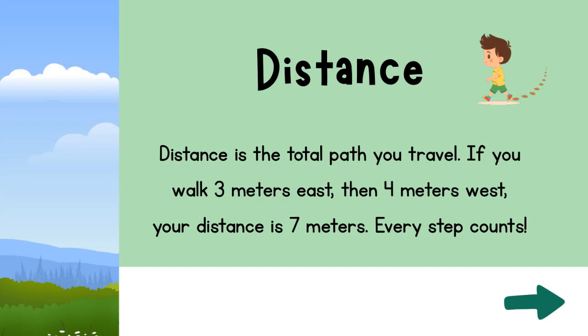Let's talk about distance. Distance is essentially the total path you travel from one point to another. For example, if you walk 3 meters east and then 4 meters west, your total distance you've covered is 7 meters. Every step you take adds up, so it's important to remember that distance counts all movement, regardless of direction.